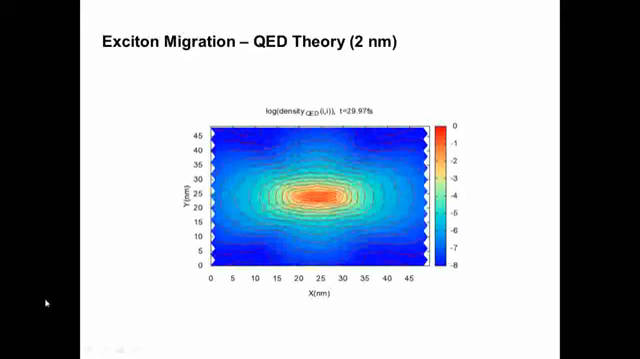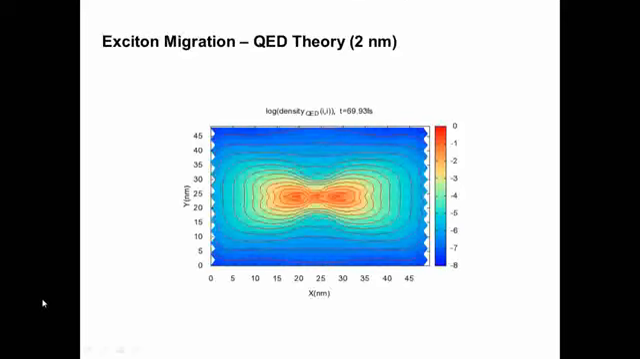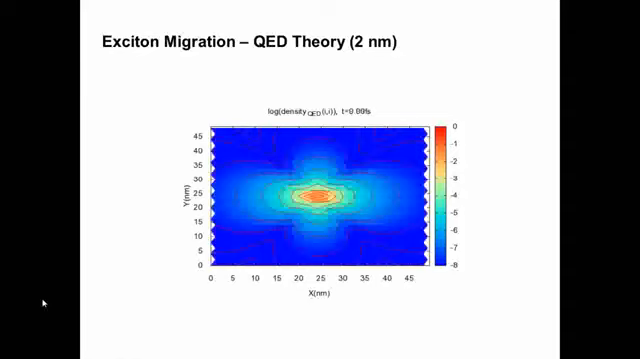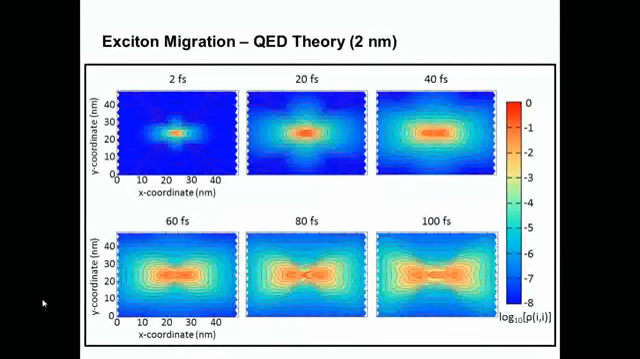We now show a movie of the 100 femtosecond trajectory based on the QED-derived coupling and lattice parameters of 2 nanometers. The exciton moves symmetrically away from the central molecule in a wave-like motion with the favoured directions of energy transfer consistent with the coupling landscapes.